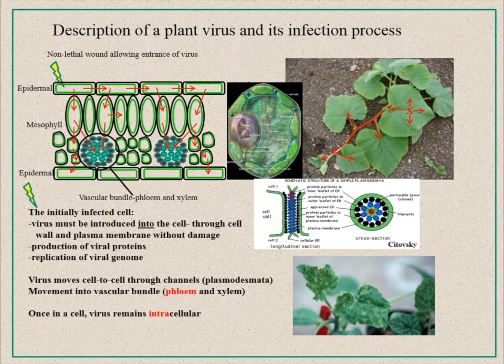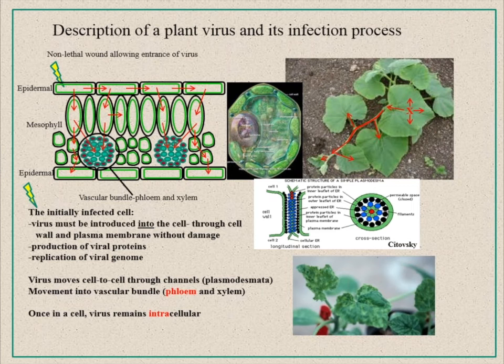So when a virus is introduced to a leaf, say by its vector, it has to be introduced through the plant cell wall, through the plasma membrane, and into that cell without killing that cell, because the virus is an obligate parasite. So you have to have a non-lethal wound to introduce that virus into that cell. Once in that initial cell, the virus starts replicating very quickly, producing its proteins, replicating its genome, and starts spreading to all of the neighboring cells.